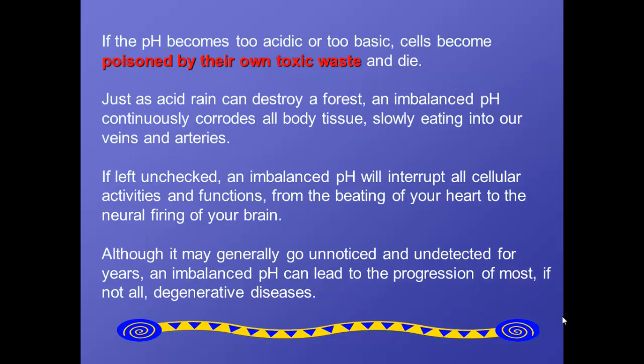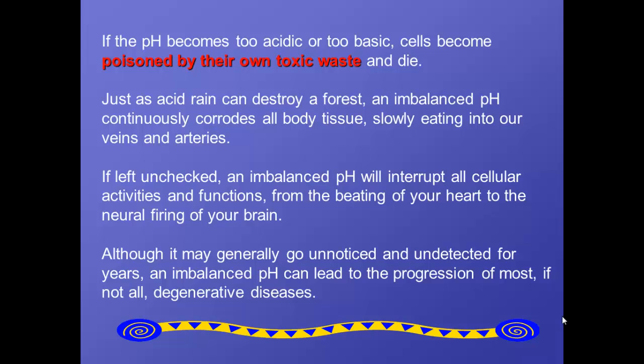So your body has all these regulatory mechanisms to help balance the pH, and it does that by removing as many acids from the body as it can. But sometimes that's not enough and the pH does become too acidic or too basic, and cells will really just get poisoned by their own toxic waste and die.